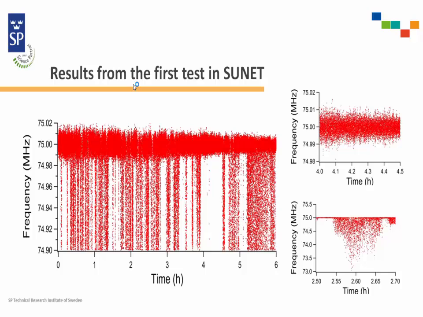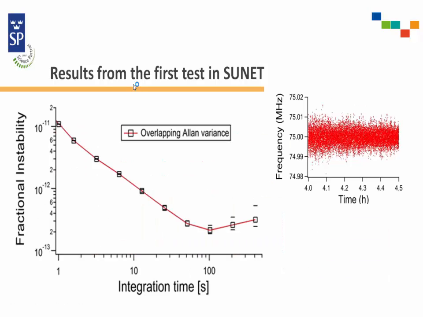So this is a result from our first test in SUNET. As you can see, we only have 6 hours of data since some equipment broke. It's really noisy. And down here, you can see it varies between 73 and 75 megahertz. So that's not good. We also took out the best part of it here and saw that, okay, it's not that bad. So what is the best we can do without having any more equipment in the experiment? So we made an overlapping Allan deviation plot of it. And it's kind of okay, I think, for not being a stabilized connection in its first stage.